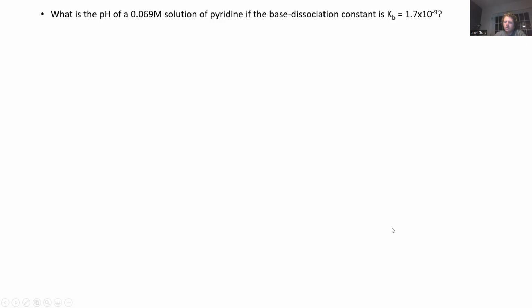All right, so here what we have is: what is the pH of a 0.069 molar solution of pyridine if the base dissociation constant is Kb equals 1.7 times 10 to the negative ninth? This is a Kb solution, or a basic solution, and we're going to add it to water. So I'm just going to label it as pyridine plus H2O, which will yield, since it's a base, it's going to dissociate into OH minus plus H pyridine.